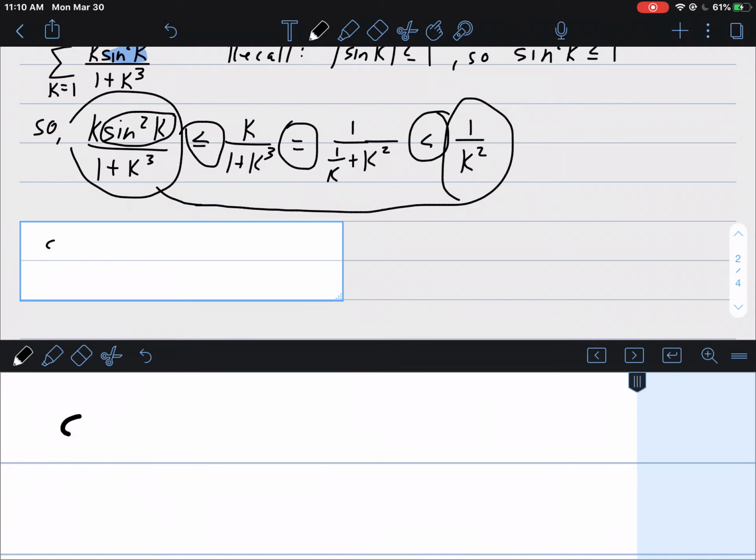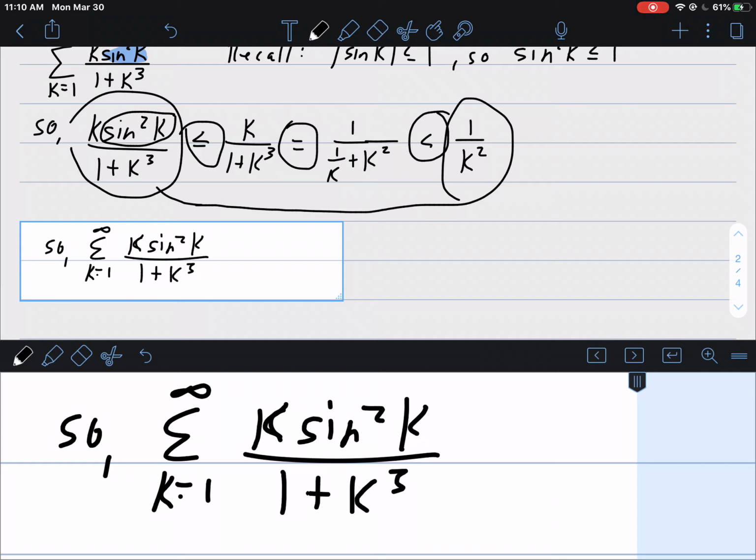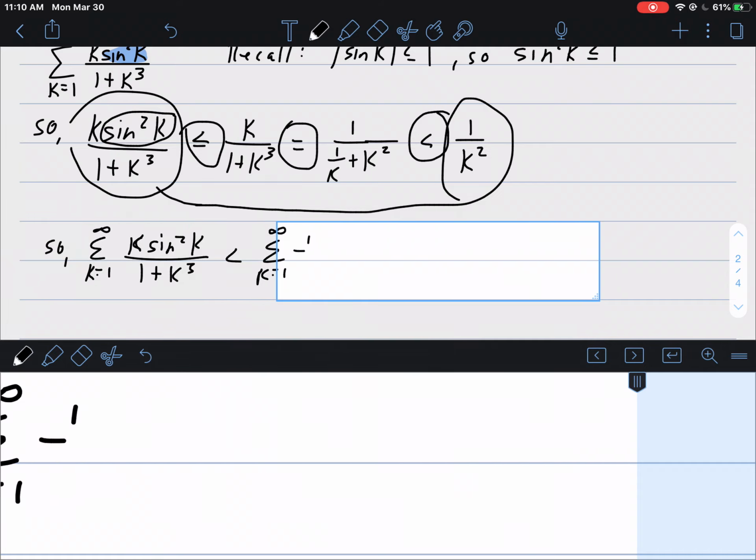So the sum, as k goes from 1 to infinity, of k sine squared k over 1 plus k cubed would be less than the sum, as k goes from 1 to infinity, of 1 over k squared. That's what we said before in terms of being able to rewrite and manipulate, so that I have a clear comparison between my series and a known series.